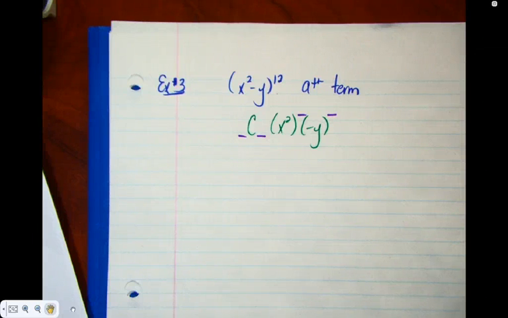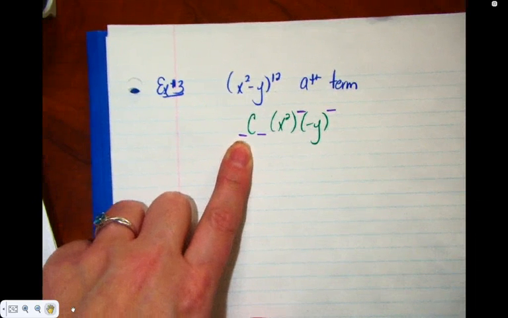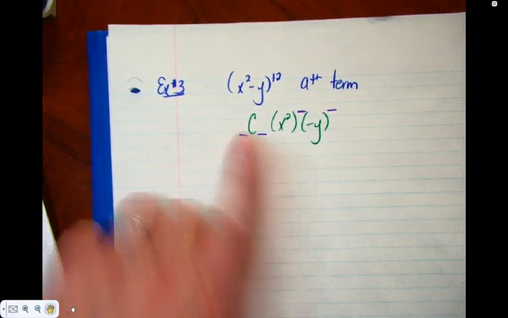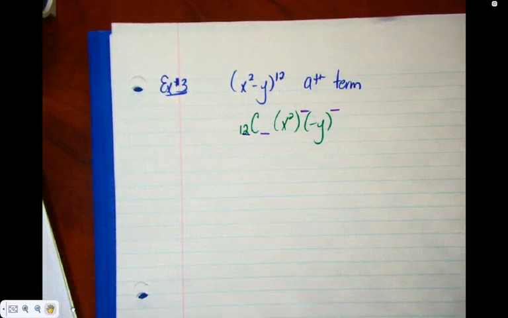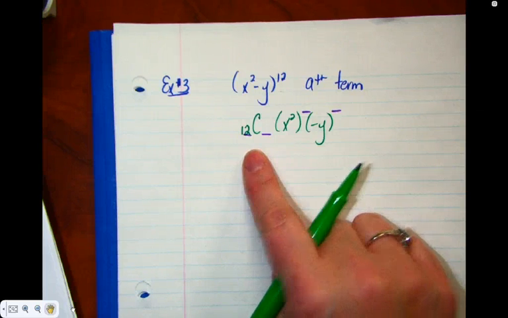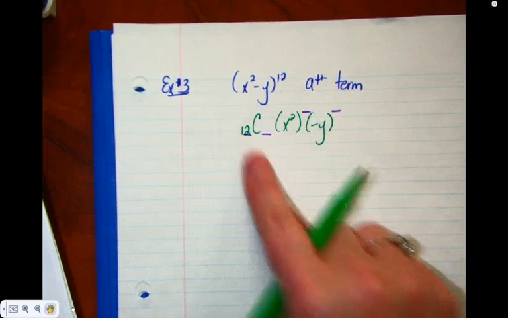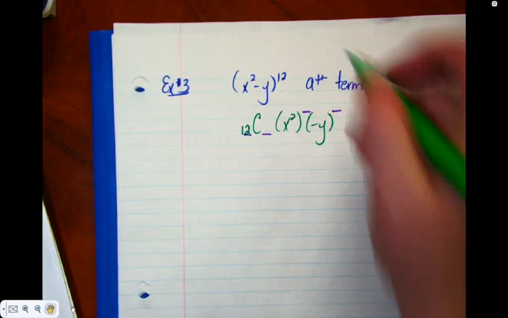I do the n of the combination first because I find it the easiest one to do. It has the least amount of thought. What does the n value have to be? 12. Why 12? Because it's the exponent in the question. Then I go to the back and I do the exponent on the second piece, and that's got the relationship term number minus 1. So if we're looking for the 9th term, what's going to go here? 8.